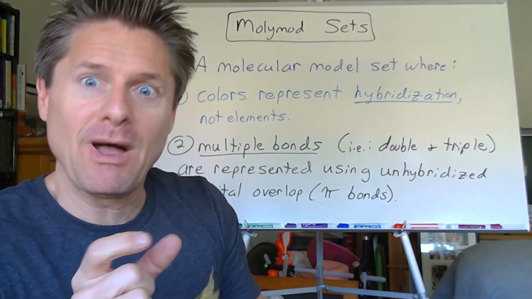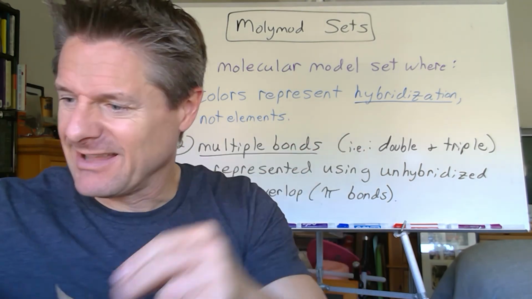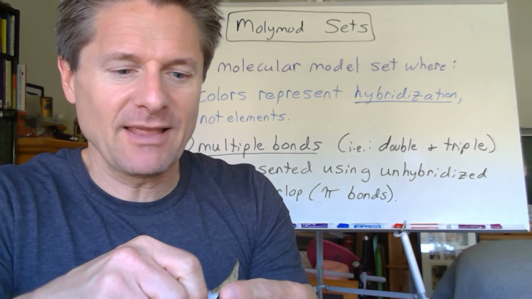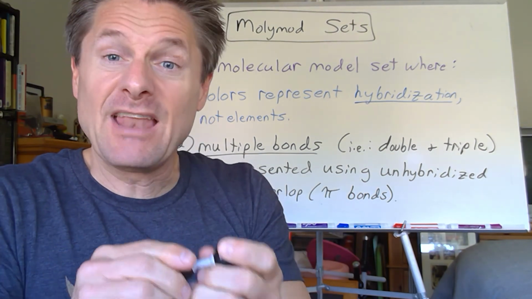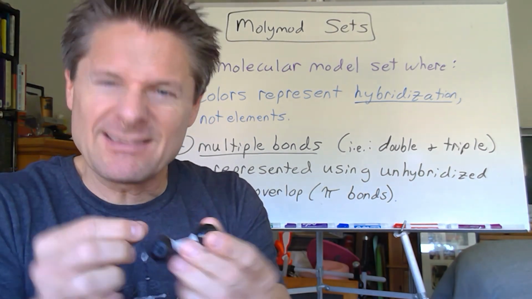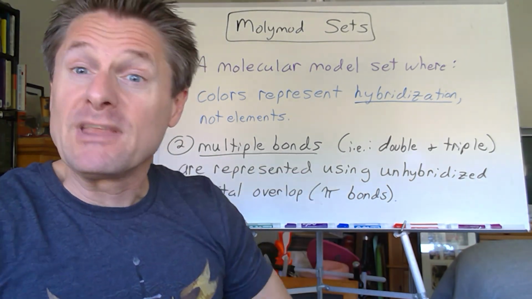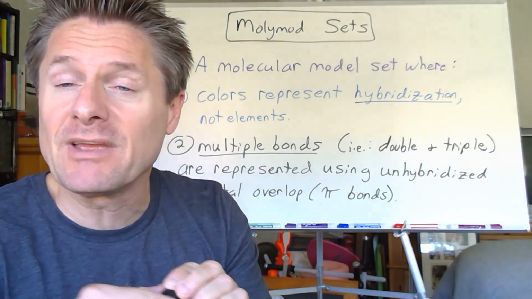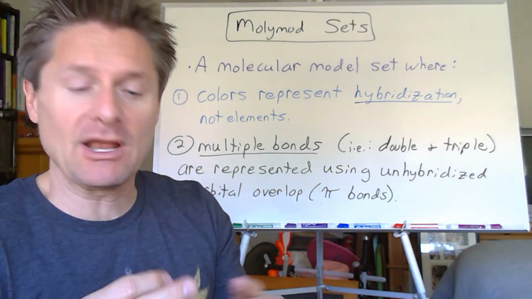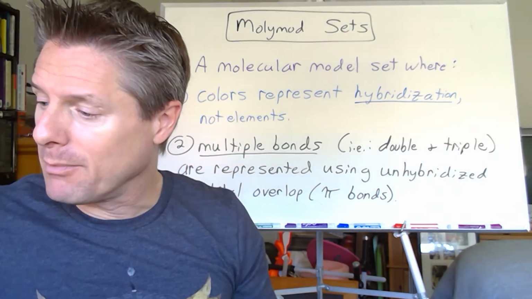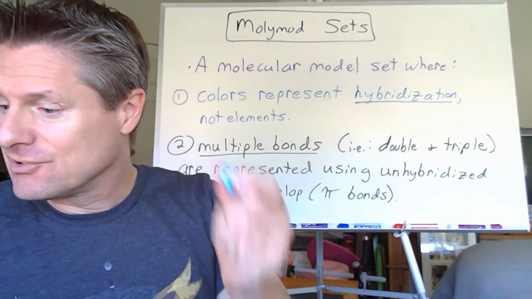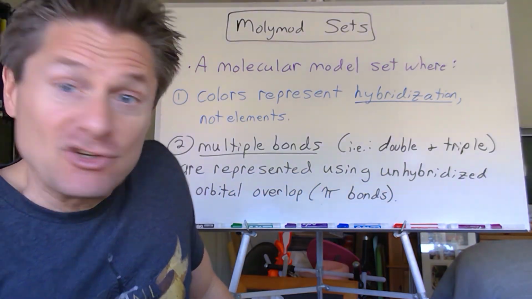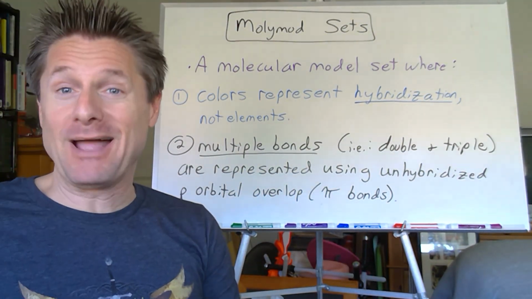So you have single bonds represented by these sticks, and you have a couple of atoms and you use a stick, maybe something like this, and you just stick them together. And if it's a double bond, you use springs, and a triple bond would be 3 springs and all that kind of fun stuff. And a specific color represents a specific atom. So for example, in introductory chemistry, black would usually mean carbon, blue would mean nitrogen, white hydrogen, red oxygen. That's typically what you do. That's not how a Molymod set's going to work.